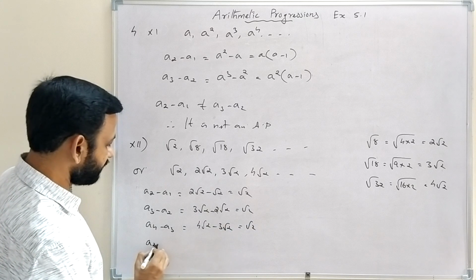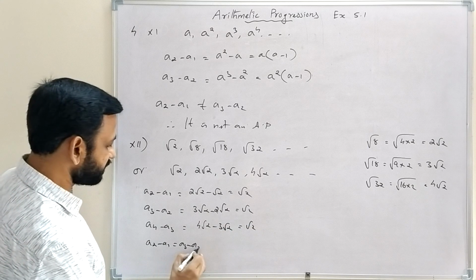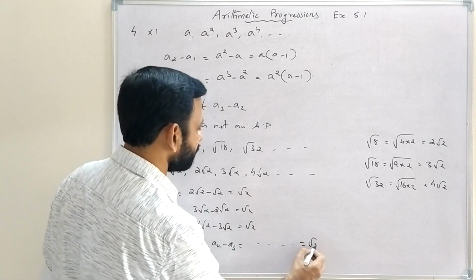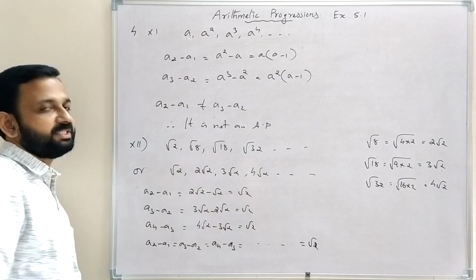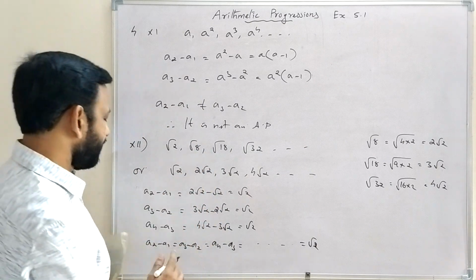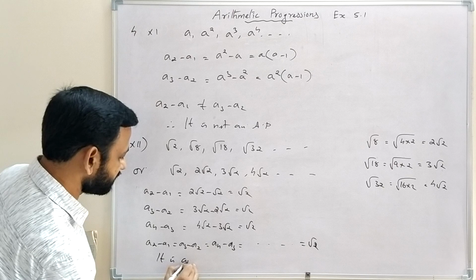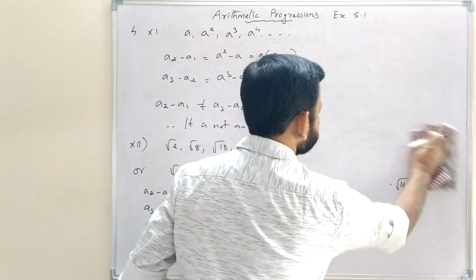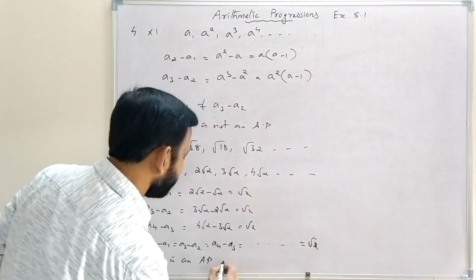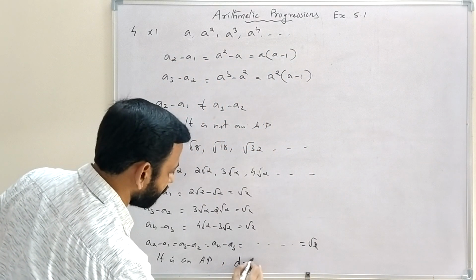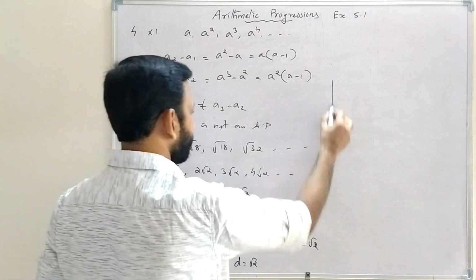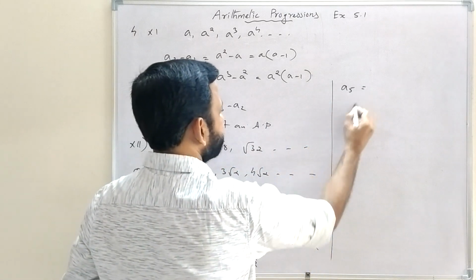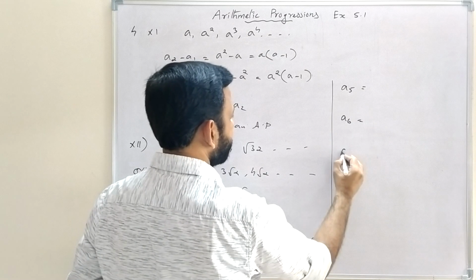So we will write A2 minus A1 equal to A3 minus A2 equal to A4 minus A3 equal to etc., equal to root 2. So the difference is the same, so this is an AP, and the common difference D equals root 2. Then we can find the next three terms after A1, A2, A3, A4: that is A5, A6 and A7.